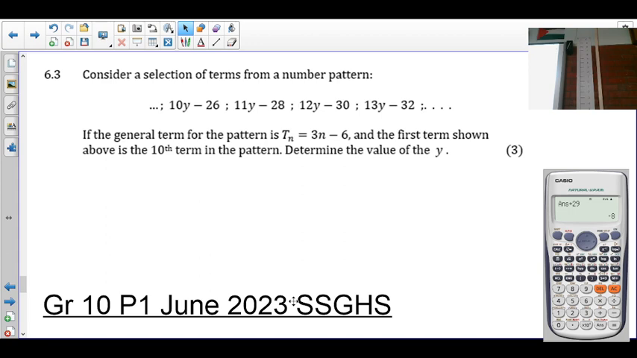If the general term of the sequence is Tn equals 3n minus 6, find the first term shown above. The first term shown above is the 10th term, so we know that is T10. Determine the value of y. So that is T10, T11, T12, T13 and so on.